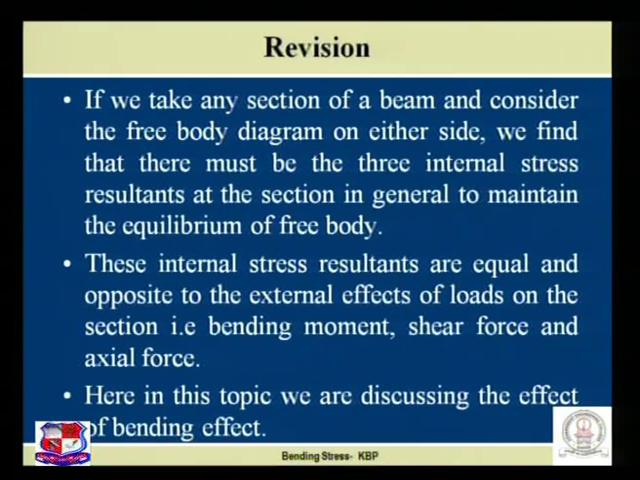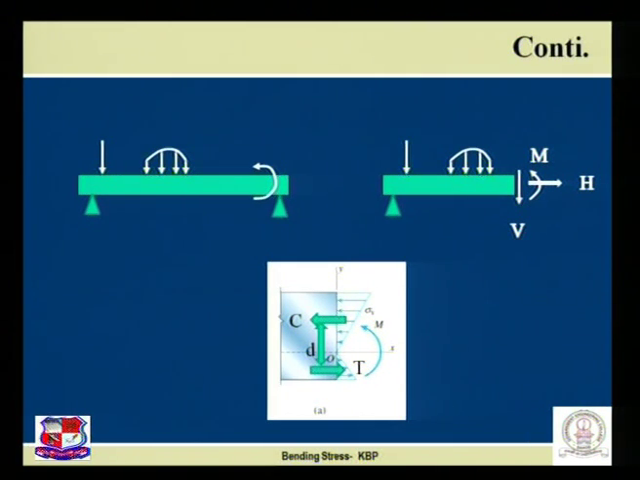If we take any section of a beam and consider the free body diagram on either side, we find that there must be three internal stress resultants at the section in general to maintain the equilibrium of the free body. These three are bending moment, shear force and axial force. Here in this topic, we are discussing the effect of bending only. Refer to the figure: a simply supported beam subjected to external loadings.